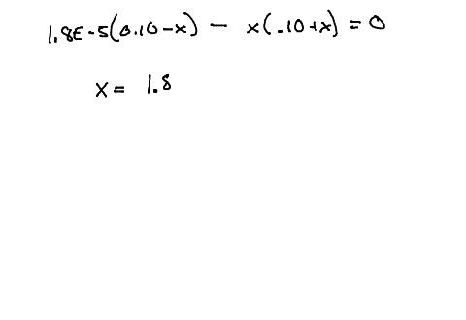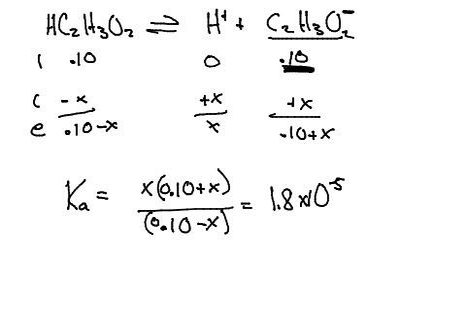1.8 times 10 to the negative 5. It's actually 1.79999999999. To sig figs, it's 1.8. Now, why is that? If you think about this for a moment, since 1.8 times 10 to the minus 5 is a small number, and x is a very small number, when you add x and subtract x from 0.1, it is very close to 0.1. So these terms cancel. 1.8 times 10 to the minus 5 equals x.